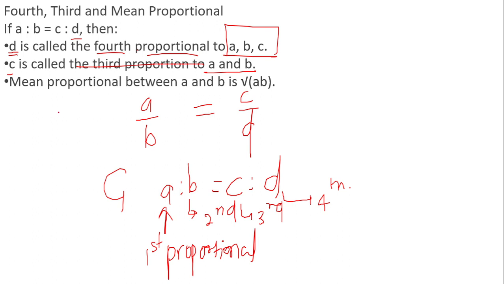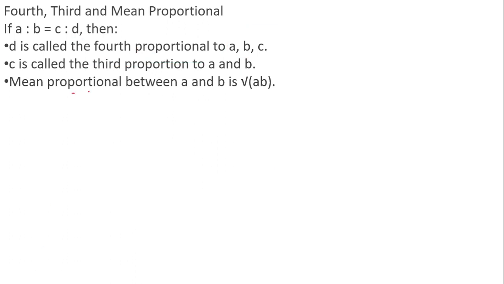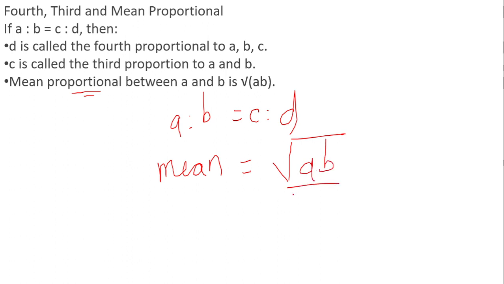So d is the fourth proportional to a, b, c, and c is the third proportional to a and b. Now what is the mean proportional between a and b? A is to b is equal to c is to d. So the mean proportional can be written as the square root of ab, that is the first and second. This is called the mean proportional, and questions based on this can be directly asked to students. So this is again very important.